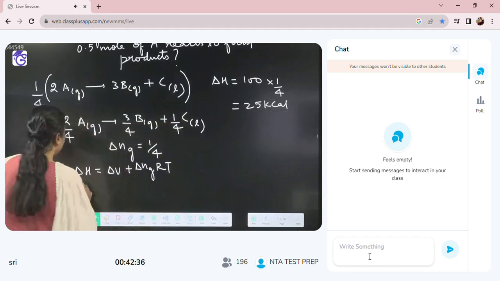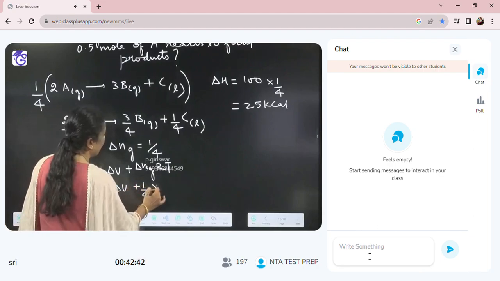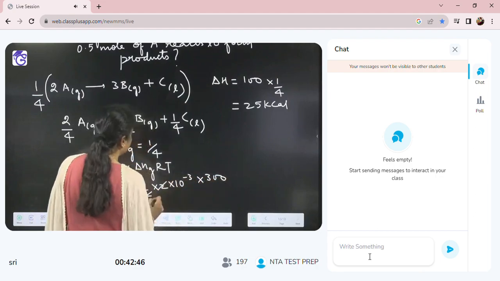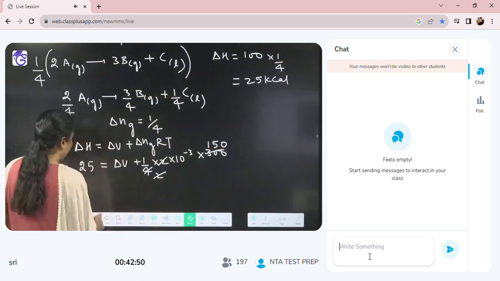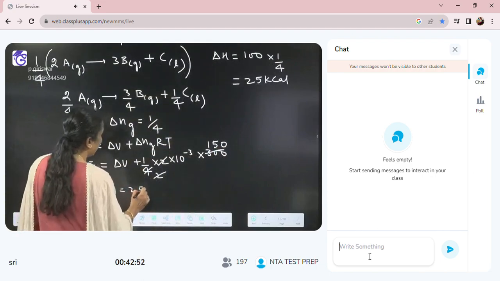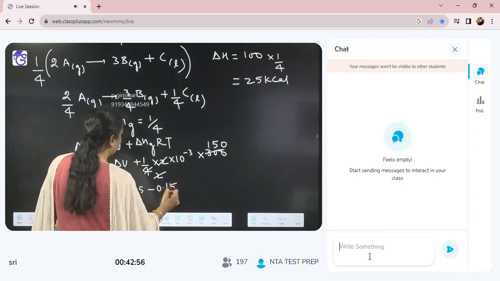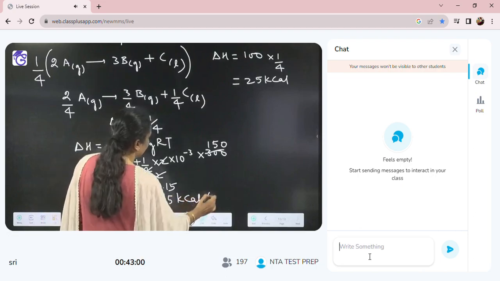Okay? So here it is 25 equals delta U plus 1 by 4 into 2 into 10 to the power of minus 3 kilocalorie, temperature is 300. You will be getting this as 0.15. So delta U is 25 minus 0.15, which is nothing but 24.85 kilocalorie. Able to get it, everyone?